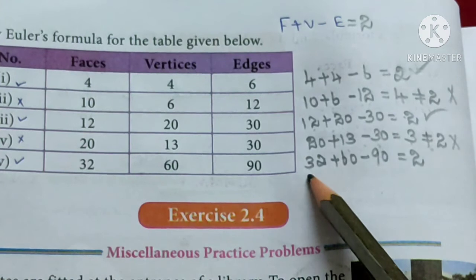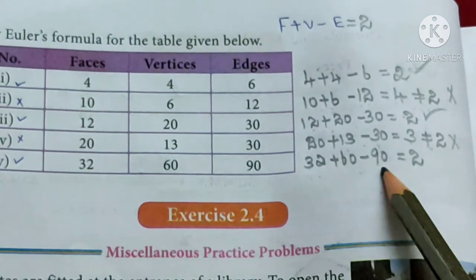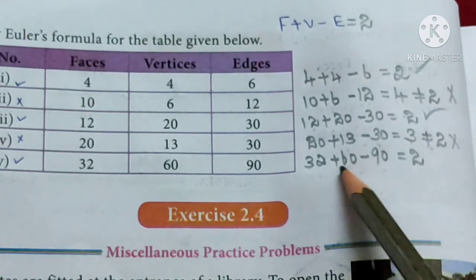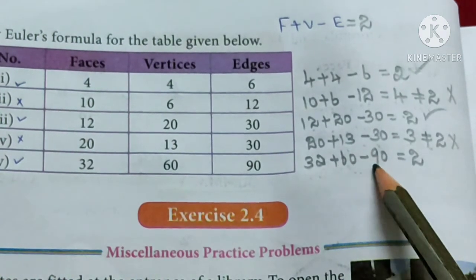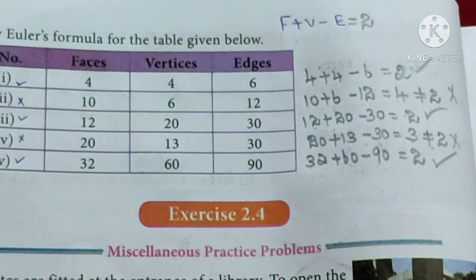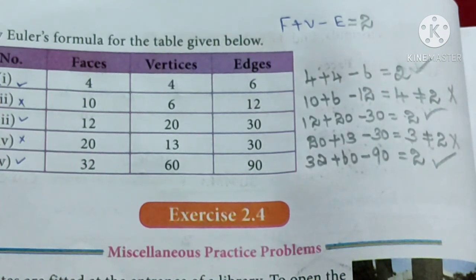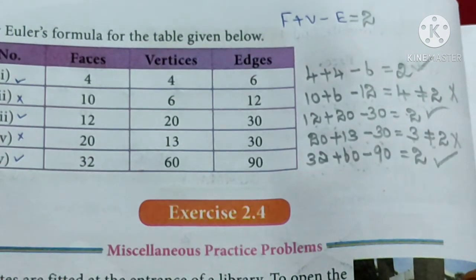Okay. Then the fifth one is 32 plus 60 minus 90. So 32 plus 60 is 92. 92 minus 90 is 2. So Euler's theorem is verified. Complete this exercise in your book. Okay, don't write in the note. Complete everything in your maths book.